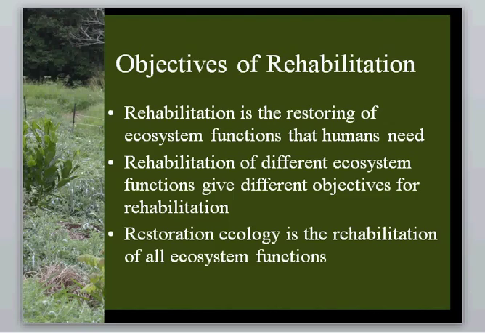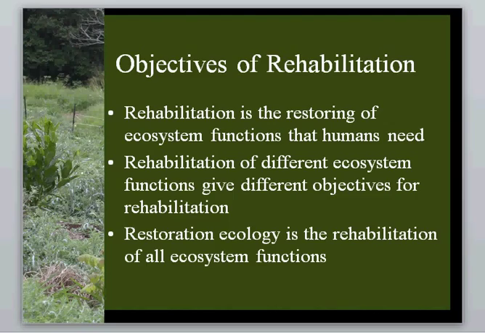So rehabilitation of different ecosystem functions give different objectives for rehabilitation, and we'll take a look at 3 objectives of rehabilitation. We'll take a look at restoring or rehabilitating an area for soil stability or slope stability. We will look at rehabilitation for aesthetics, creating an ecosystem which is pleasant to look at in a human-managed landscape. We'll take a look at rehabilitation for restoration.